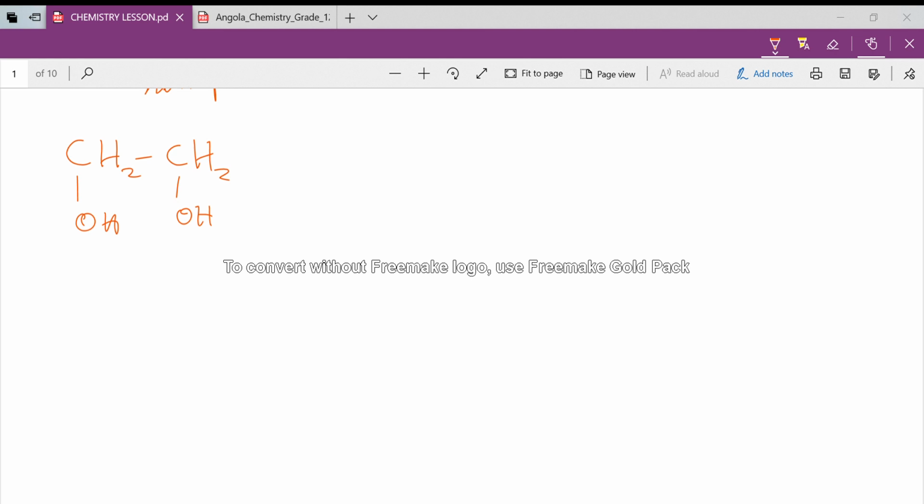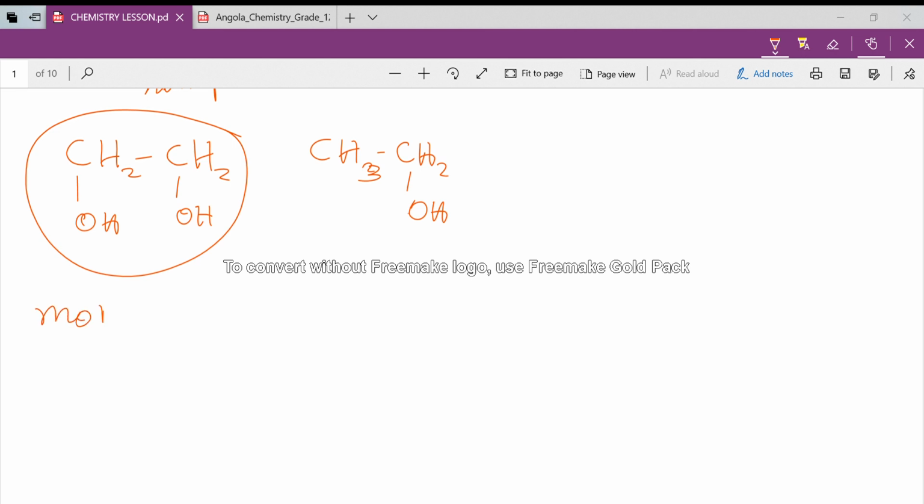Now, we have two carbons and two OH groups, and then we have ethanol or ethyl alcohol. It should be CH3 here. Now, we only have one OH group. It means that this alcohol here is more soluble in water, okay, than this one, because we have two OH groups here and one here. So the more OH, the more soluble, and also the higher the boiling point.